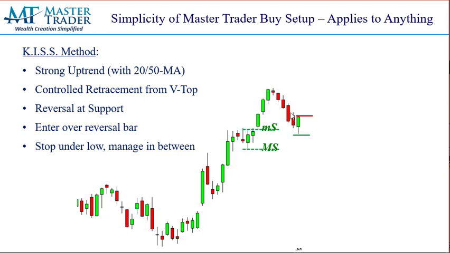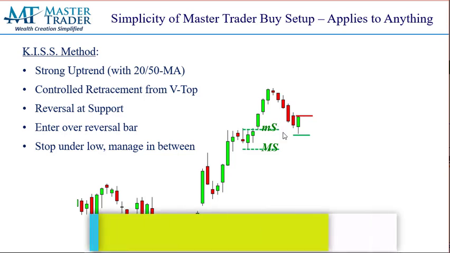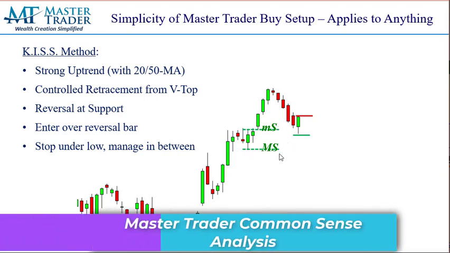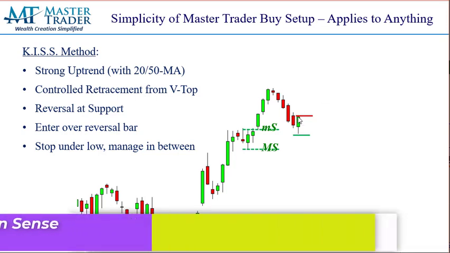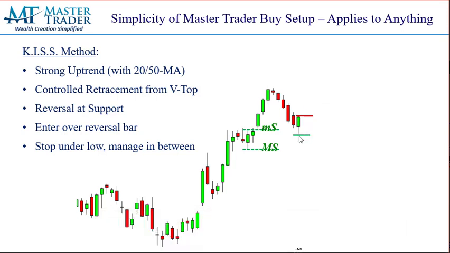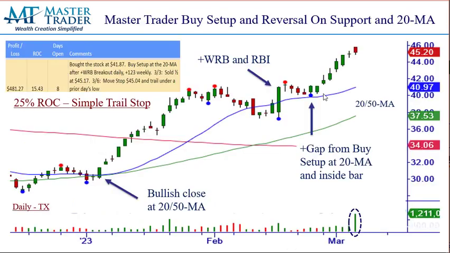Now, the premise of an uptrend is higher pivot highs, higher pivot lows. We expect it to go through this prior major pivot high. We're looking for a pullback and reversal on support. Prior pivot highs are minor support. Prior pivot lows are what we call major support. We enter over the high of the reversal bar, stop under the low of the reversal bar, and manage in between. Here's a trade we gave to our subscribers last week.